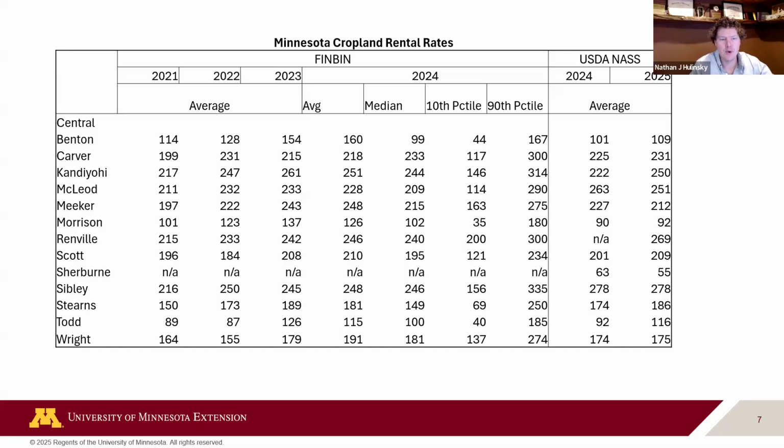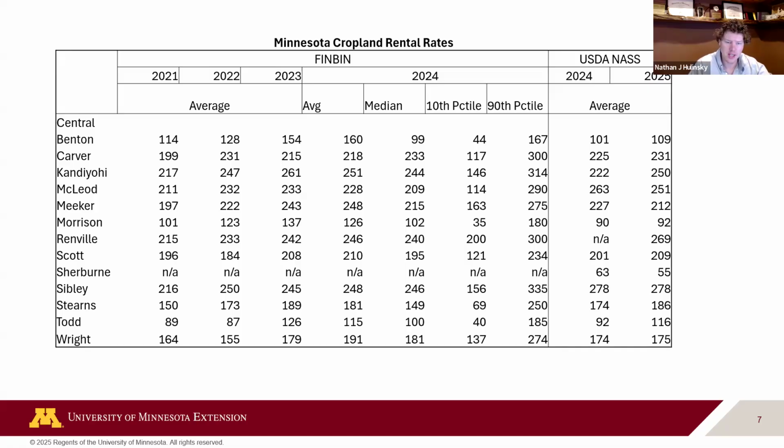The 2024 numbers for Wright County, we can see are broken down between the average and the median, where the median is just the number right in the middle. The 10th percentile is the bottom 10%. The 90th percentile is about the top 10%. So that's kind of the range we see within the county. And in Wright County, our bottom end there is $137 per acre. The higher end of the spectrum is $274 per acre.